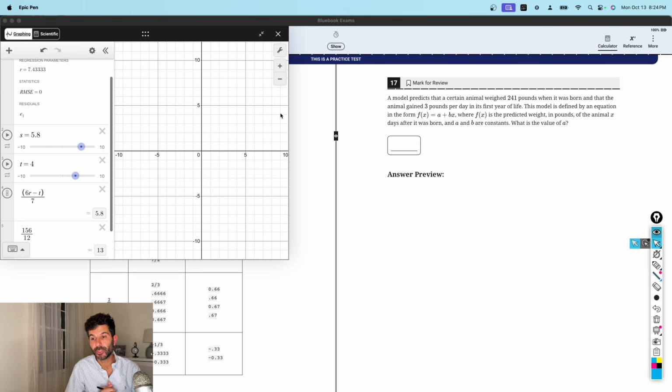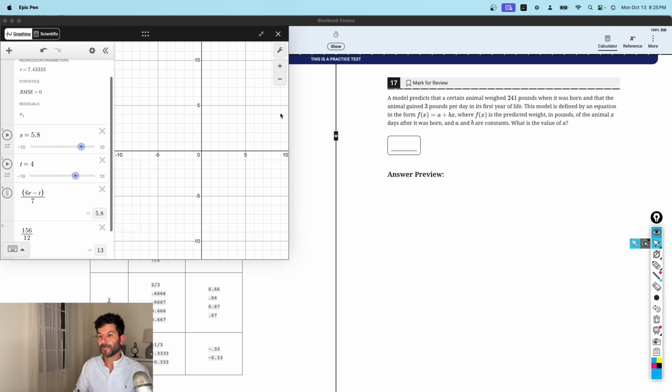Question number 17, student-produced response. A model predicts that a certain animal weighed 241 pounds when it was born and that the animal gained 3 pounds per day in its first year of life. This model is defined by an equation in the form of f of x equals a plus bx, where f of x is the predicted weight in pounds of the animal x days after it was born, and a and b are constants, meaning numbers.